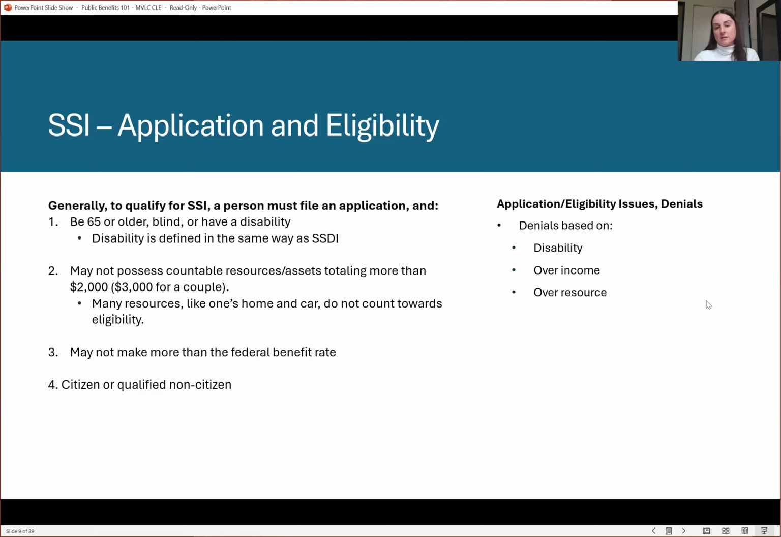Issues that you face in this stage are similar to SSDI. You'll get those denials based on not finding that the person is disabled. You'll also get denials if they're over the income limit. And certainly the most common denials, I'd say at this stage, besides disability determinations, are being over that $2,000 limit, because it's just such a low amount.